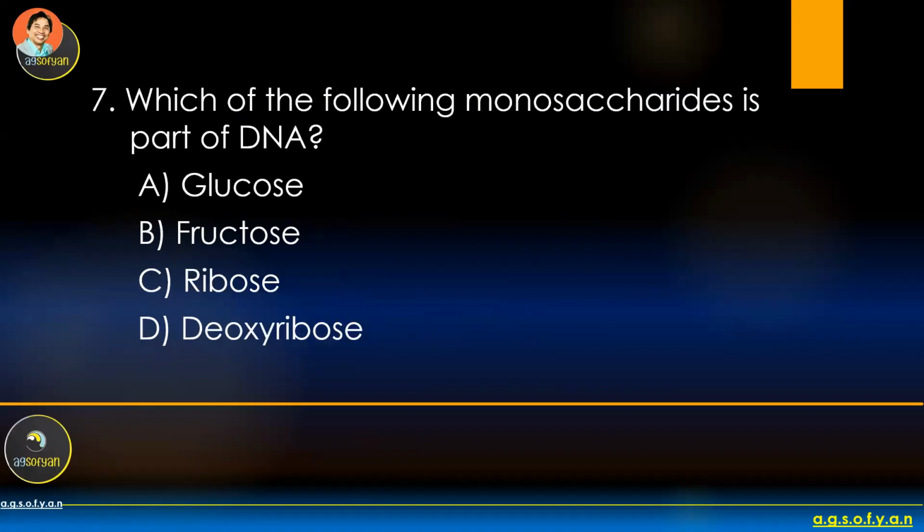Which of the following monosaccharides is part of DNA? Okay, glucose, fructose, ribose, or deoxyribose. Okay, so the name is telling you, DNA means deoxyribose nucleic acid. This means that it carries deoxyribose. Okay, this is also a monosaccharide. Actually, it has 5 carbons. Glucose carries 6 carbons, so it is a 6-carbon sugar. Ribose and deoxyribose carry 5 carbons.